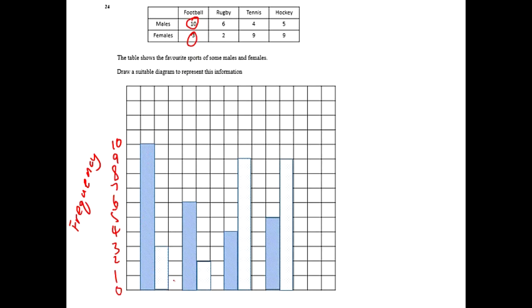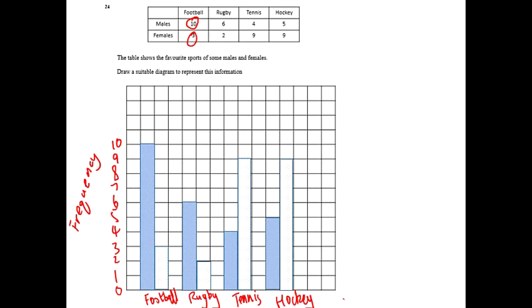Then you leave a gap, because you must leave a gap in bar charts, but these two don't have a gap between them because they both represent football. And these next two bars represent rugby, and then the next two tennis, and finally hockey. So you group these two bars together, one for males, one for females, and then leave a gap in between each one.